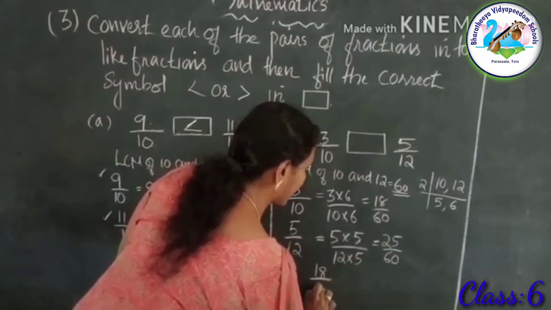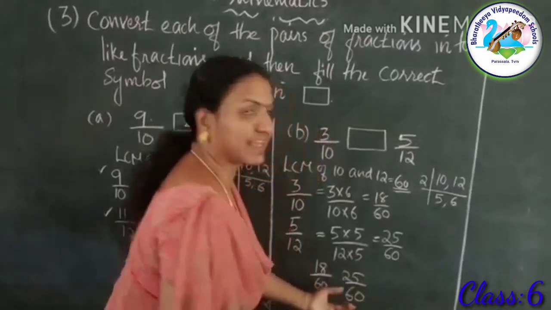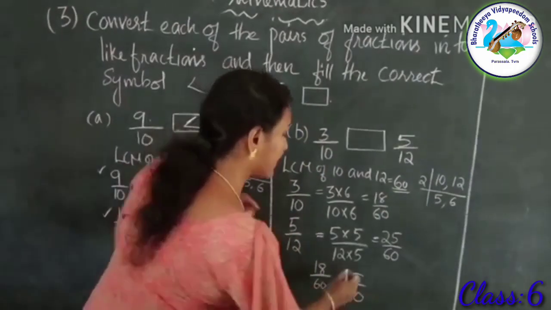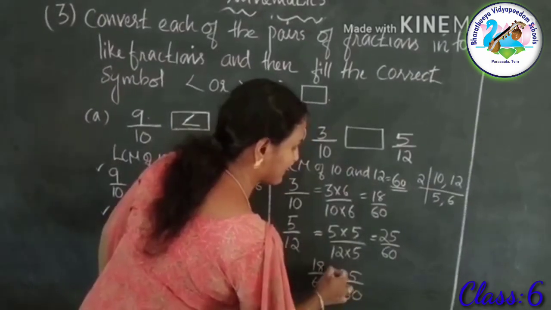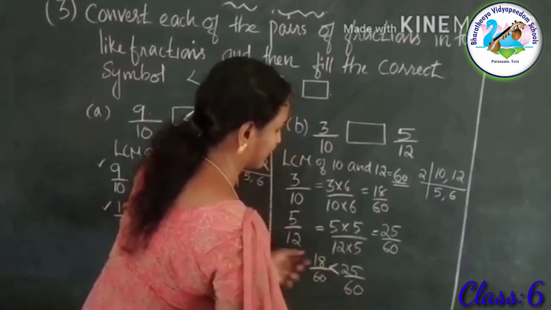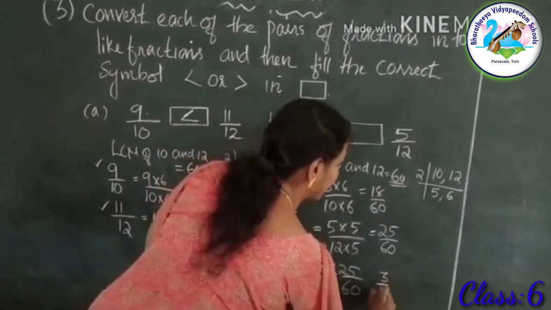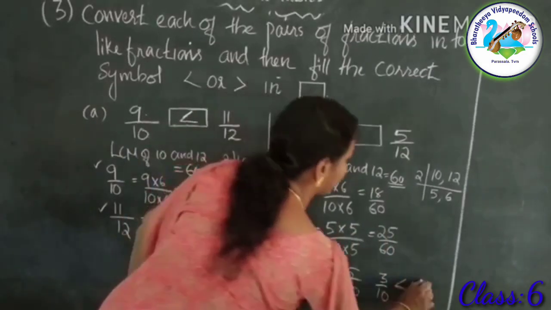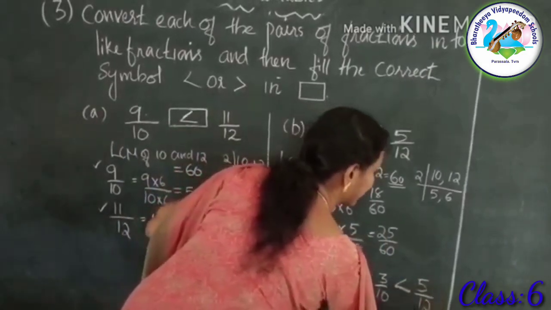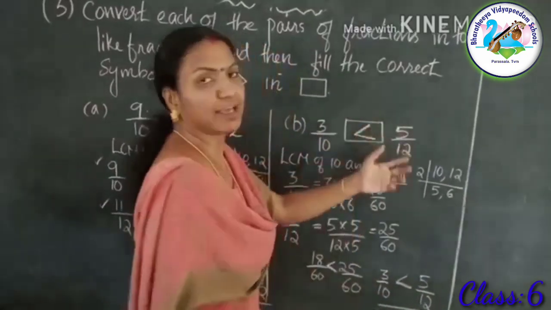18 by 60 and 25 by 60. Here the denominators are same. These are like fractions. The greater numerator is the greater fraction. So 18 by 60 is less than 25 by 60. 18 by 60 is same as 3 by 10, and 25 by 60 is same as 5 by 12. So 3 by 10 is less than 5 by 12.